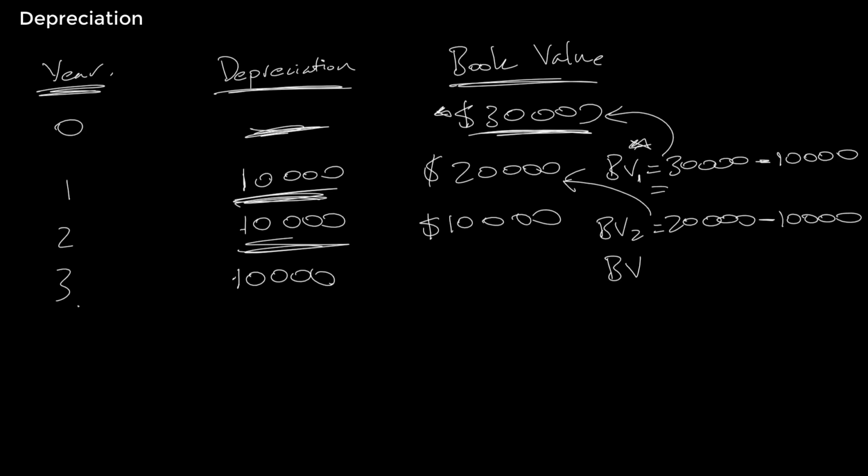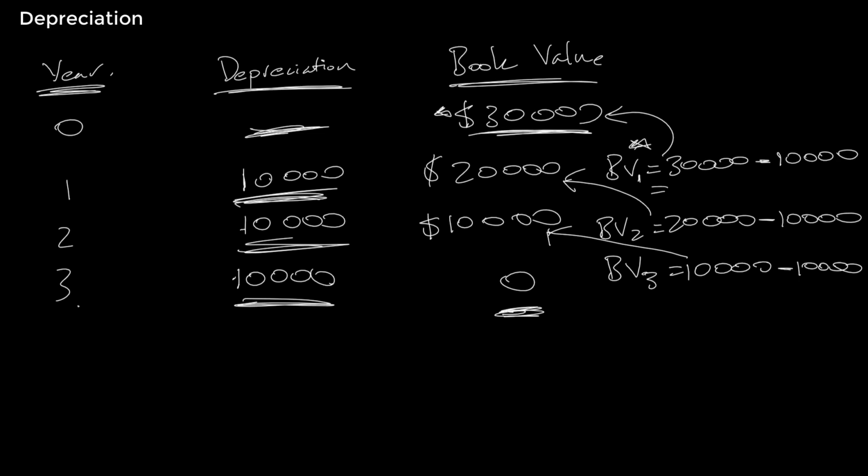And the very last one, the book value in year 3, will be the previous year's book value, which is 10,000, minus the depreciation that year, which is 10,000. And that will give us a book value of 0. A book value of 0 in year 3 makes sense because the useful lifespan of our asset is 3 years. And after 3 years, it is expected that the asset is no longer of use to the business. So that's why it's 0 here.